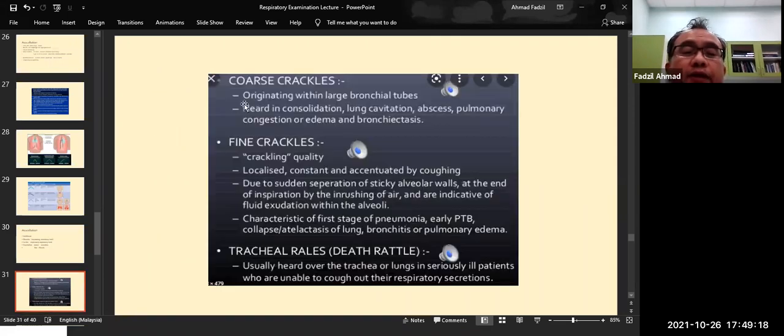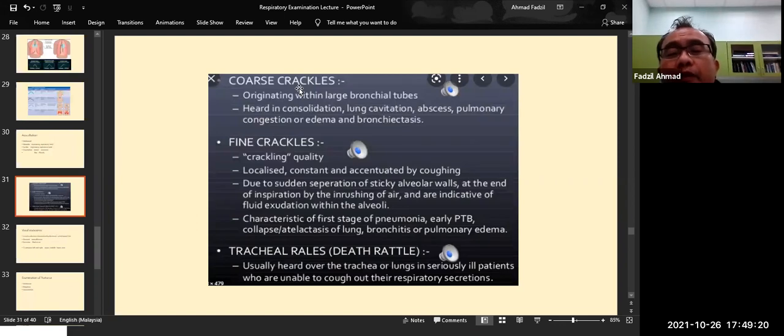You see, coarse crepitation. Crackle I put here because if you read some US books, they put it as crackles, but we use crepitation. Coarse crepitation originates within large bronchial tubes: consolidation, lung cavity, excess pulmonary congestion, and bronchiectasis. Fine crepitation is very fine crackle. Actually, you can go through YouTube, you can find the audio there nicely.